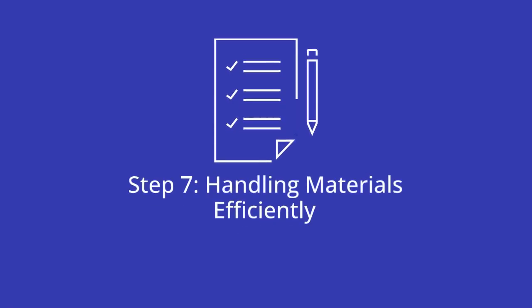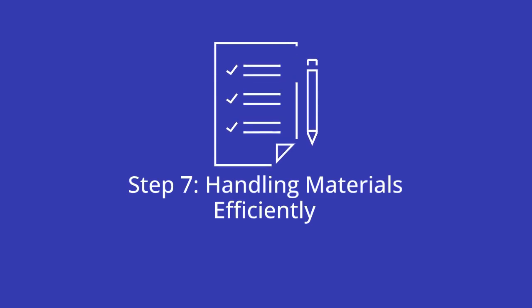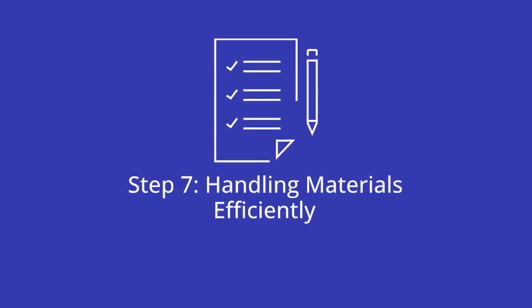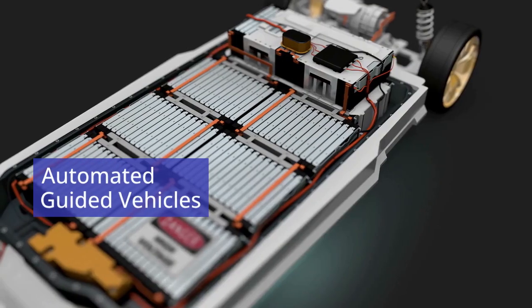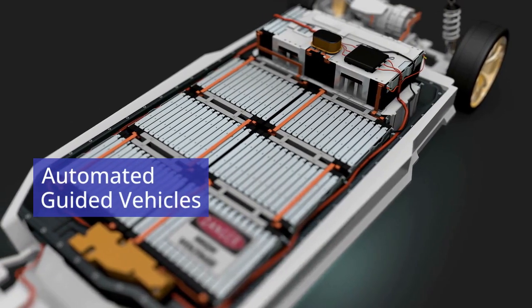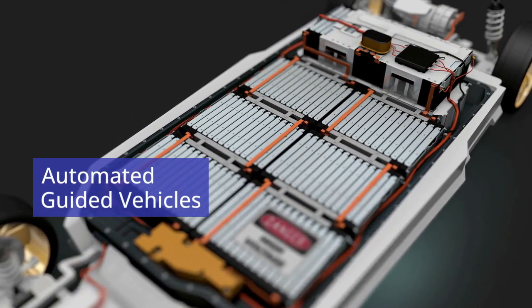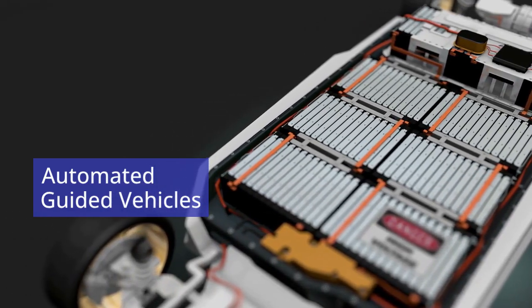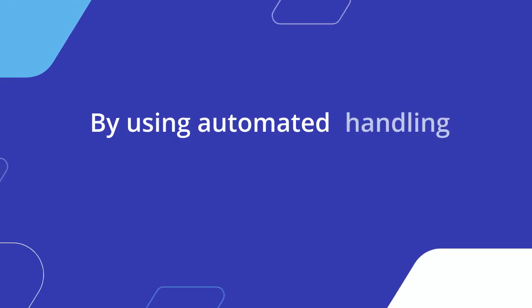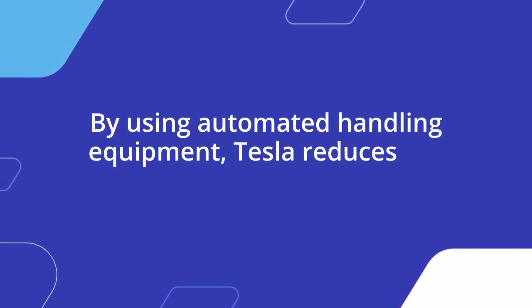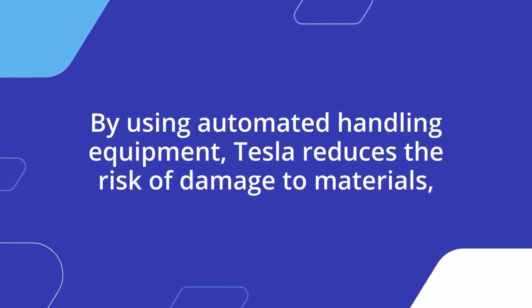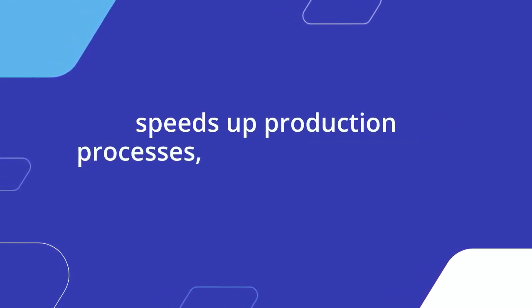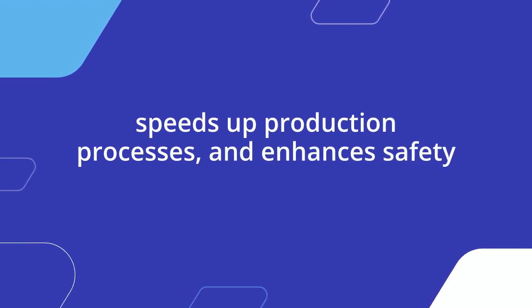Step 7. Handling materials efficiently within the production facility is crucial for maintaining productivity. Tesla, for example, uses automated guided vehicles, AGVs, to transport materials like batteries and other components between different stations in its gigafactories. By using automated handling equipment, Tesla reduces the risk of damage to materials, speeds up production processes, and enhances safety on the factory floor.